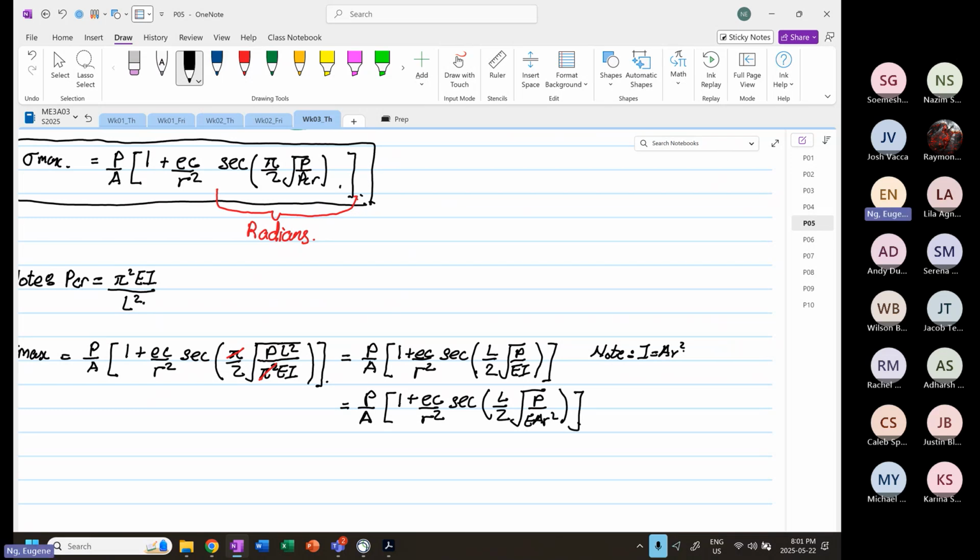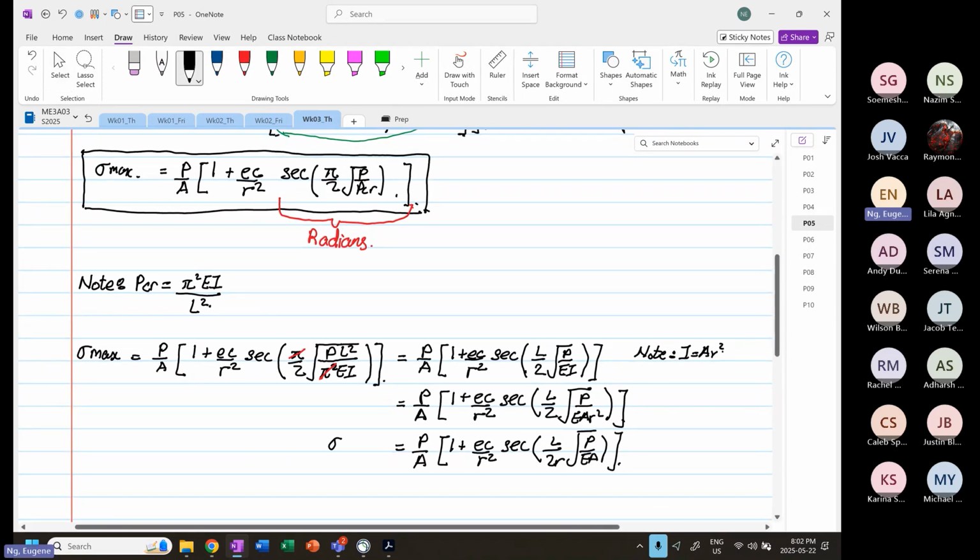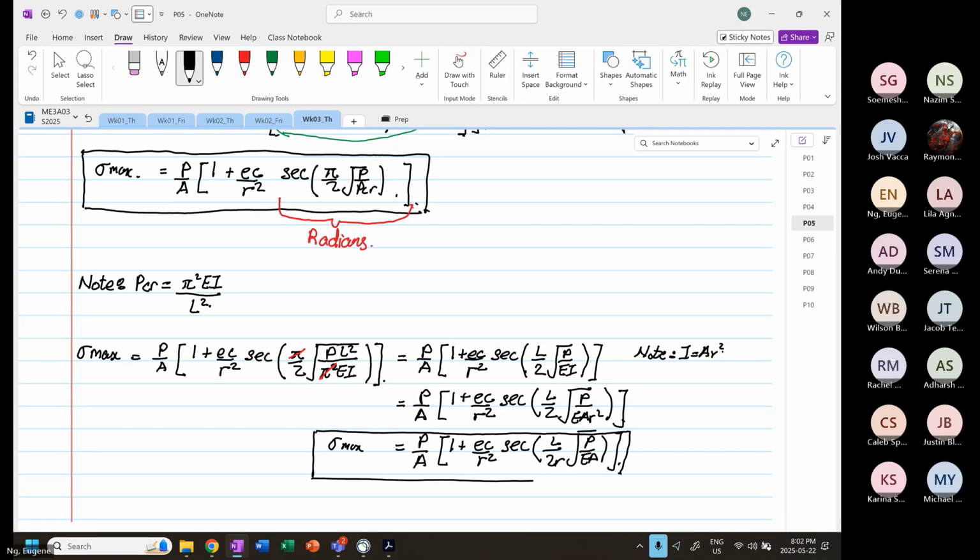And then all we need to do is to take out the radius of gyration from the square root. So secant of L over 2R over the square root of P over EA. So for the maximum stress, you can use either form, the answer will be absolutely the same.